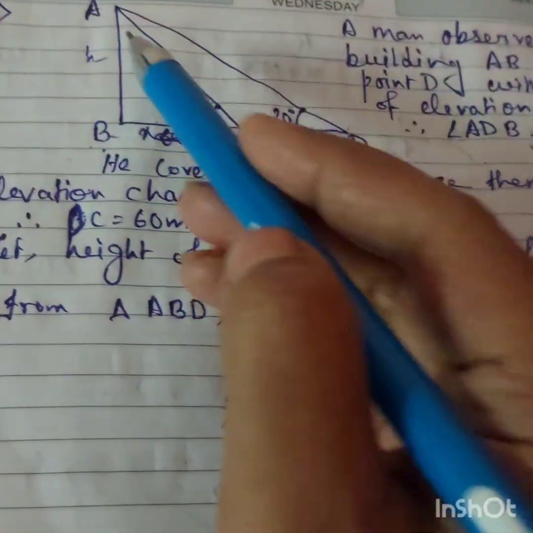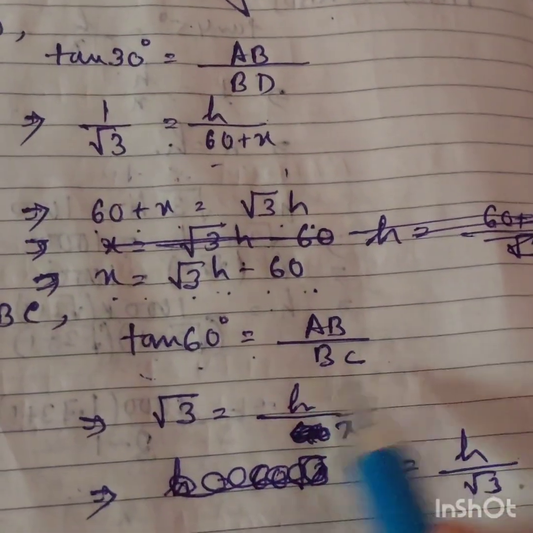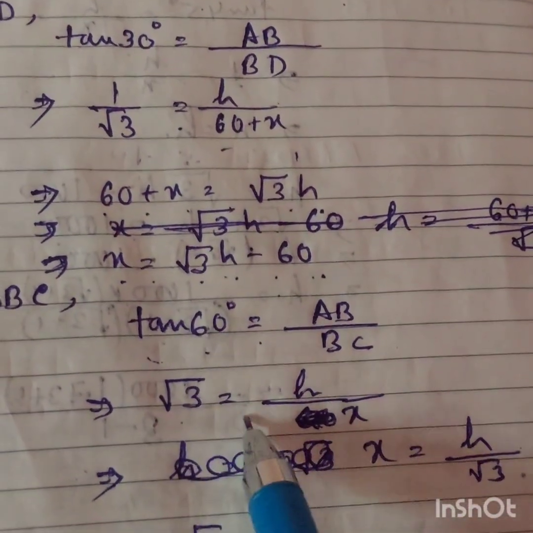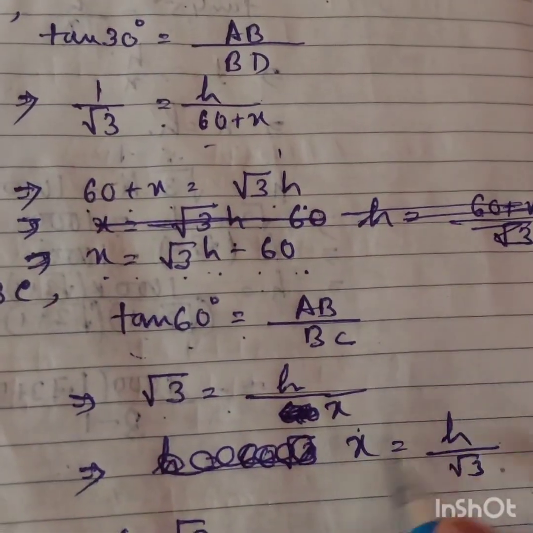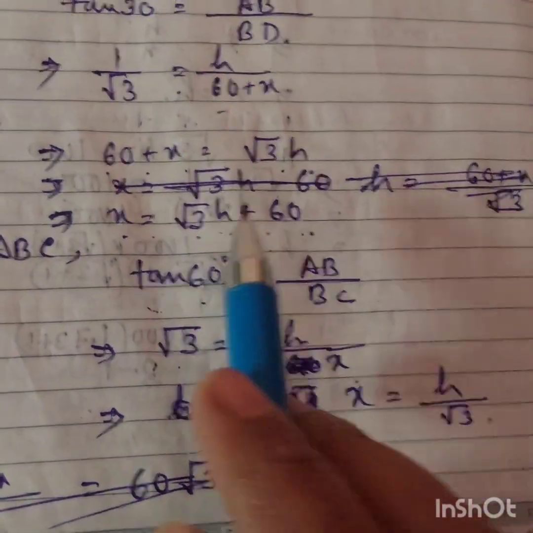So now from triangle ABC, tan 60 degree is equal to perpendicular by base, that is AB by BC, that implies root 3 is equal to h by x. So x is equal to h by root 3. So from the two, I got x.